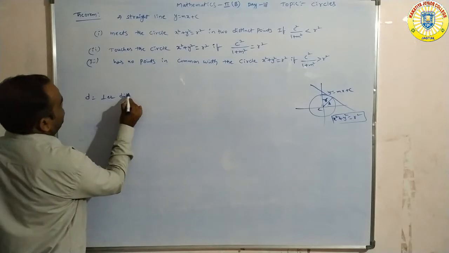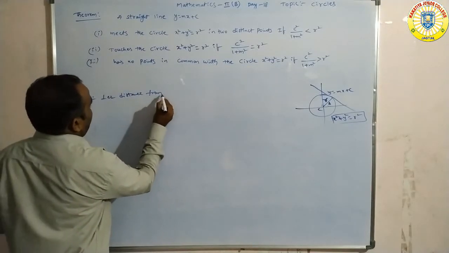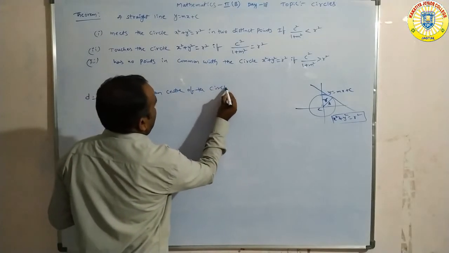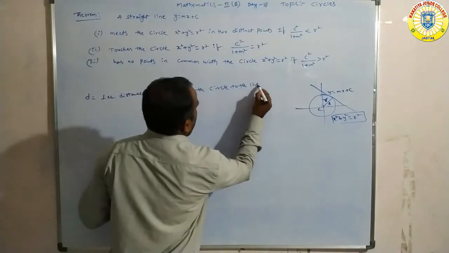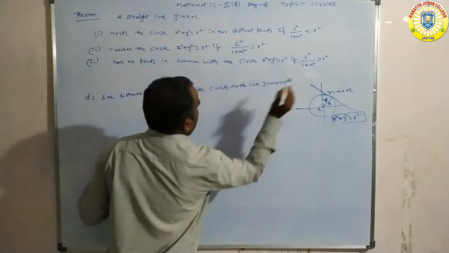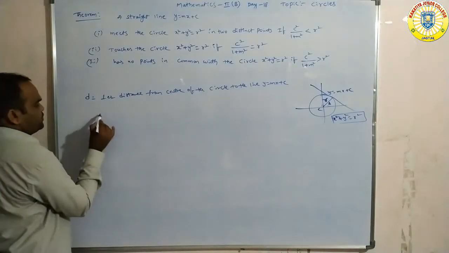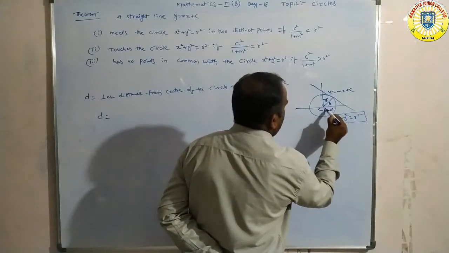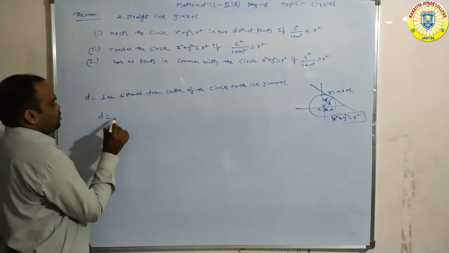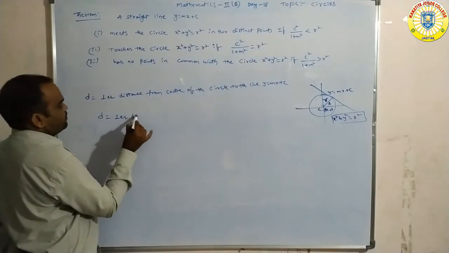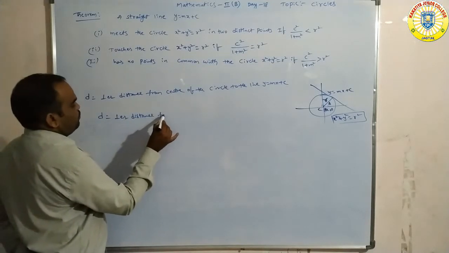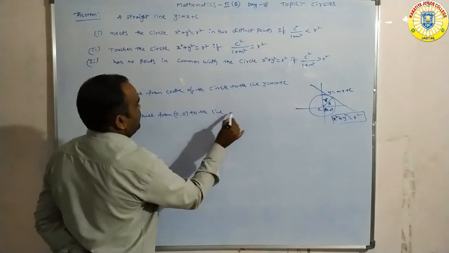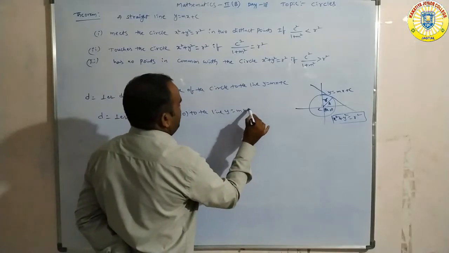So see here, first we are writing D equals the perpendicular distance from the center of the circle to the line y equals mx plus c. Okay now, so first we are finding which one, sir? The D value. What is the center of the circle in this one? (0, 0) is the center of the circle. So the perpendicular distance from (0, 0) to the line y equals mx plus c.